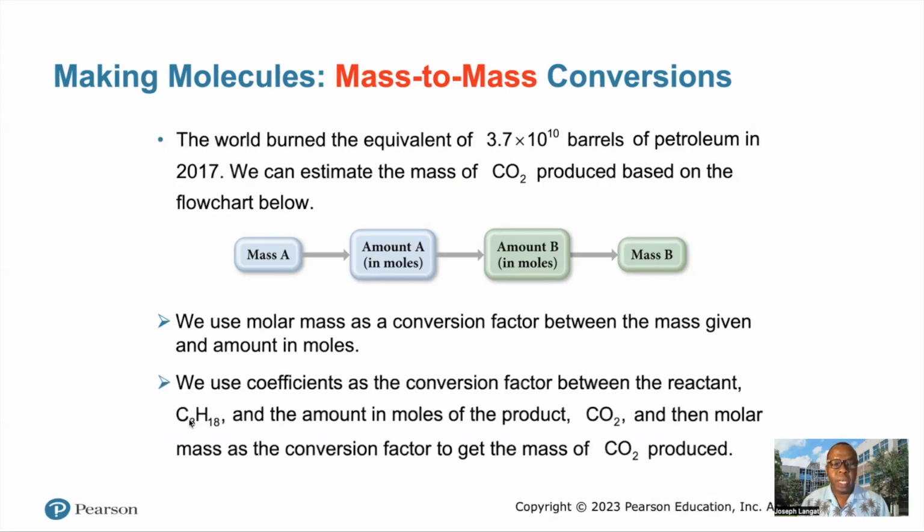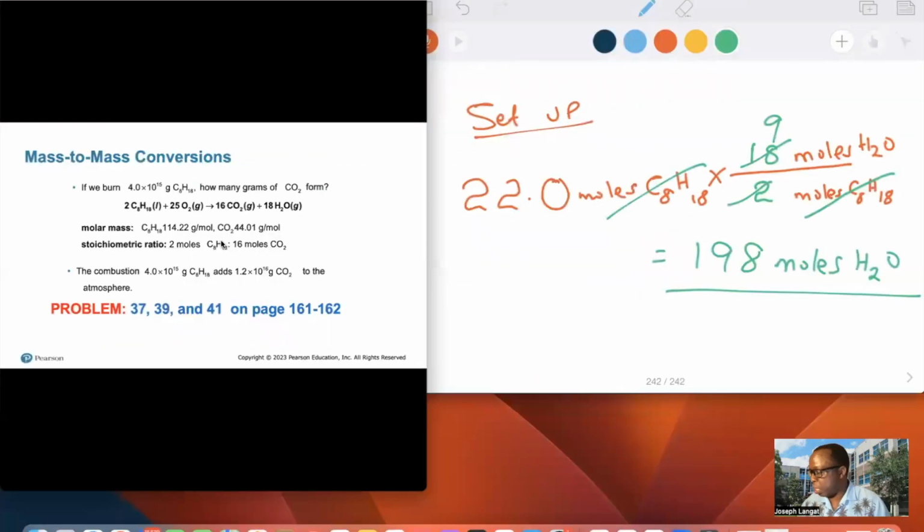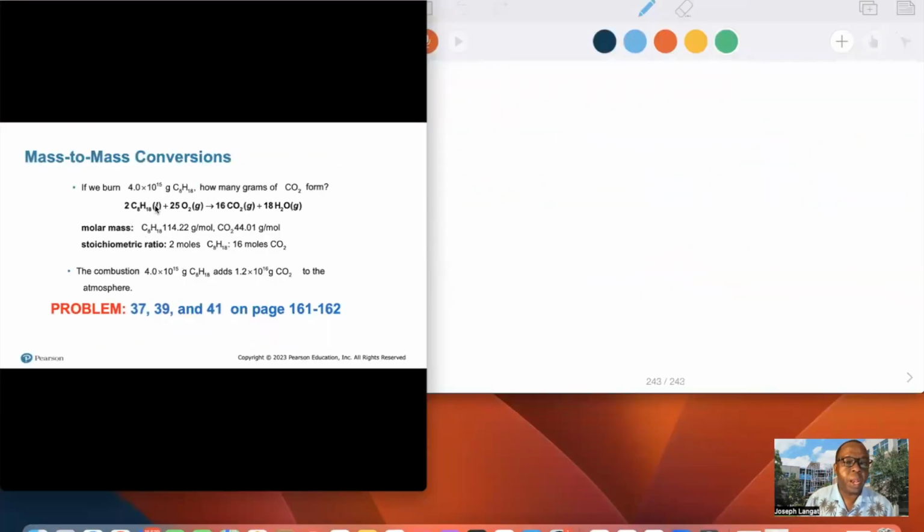All right, in this case, this is octane, the fossil fuel being mentioned here. We can convert to moles if you look at moles. And by the way, this setup right here, let me just show you how this works so that you can double check the numbers we have here. This is the balanced equation. We need, if we burn 4.0 times 10 to 15 grams of octane, how many grams of CO2? This is mass to mass, all right?